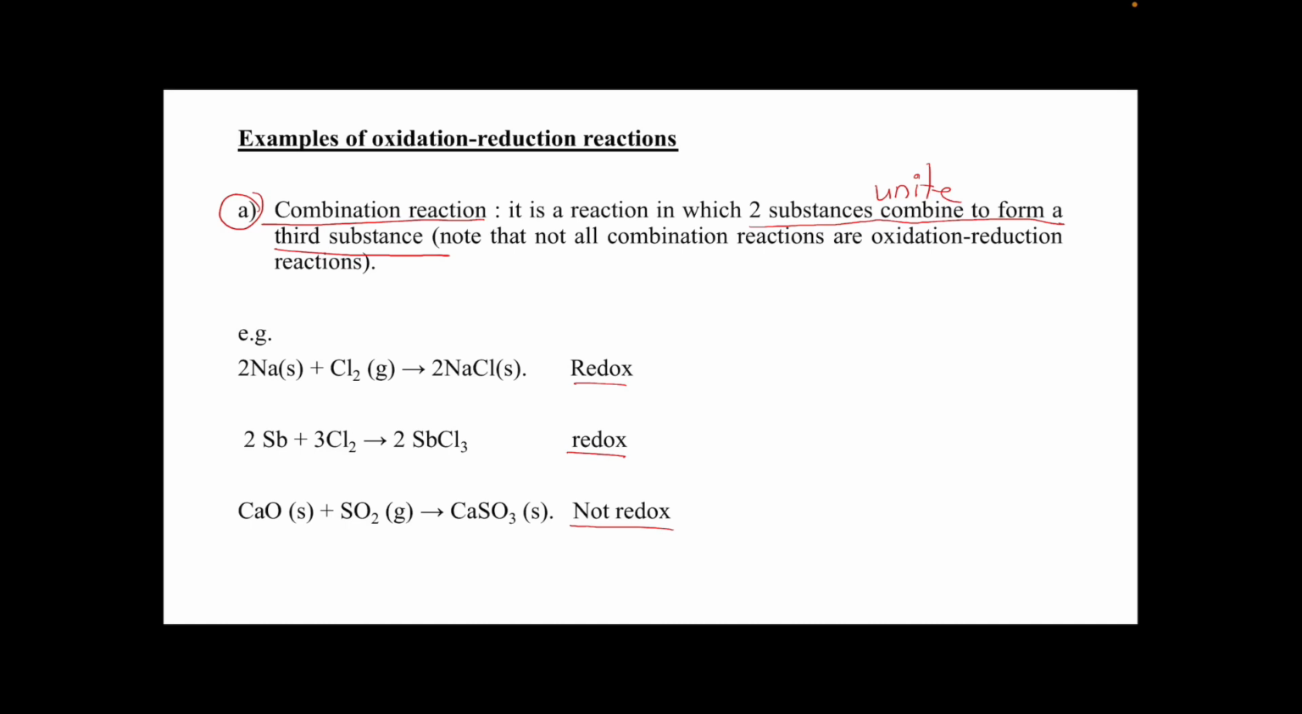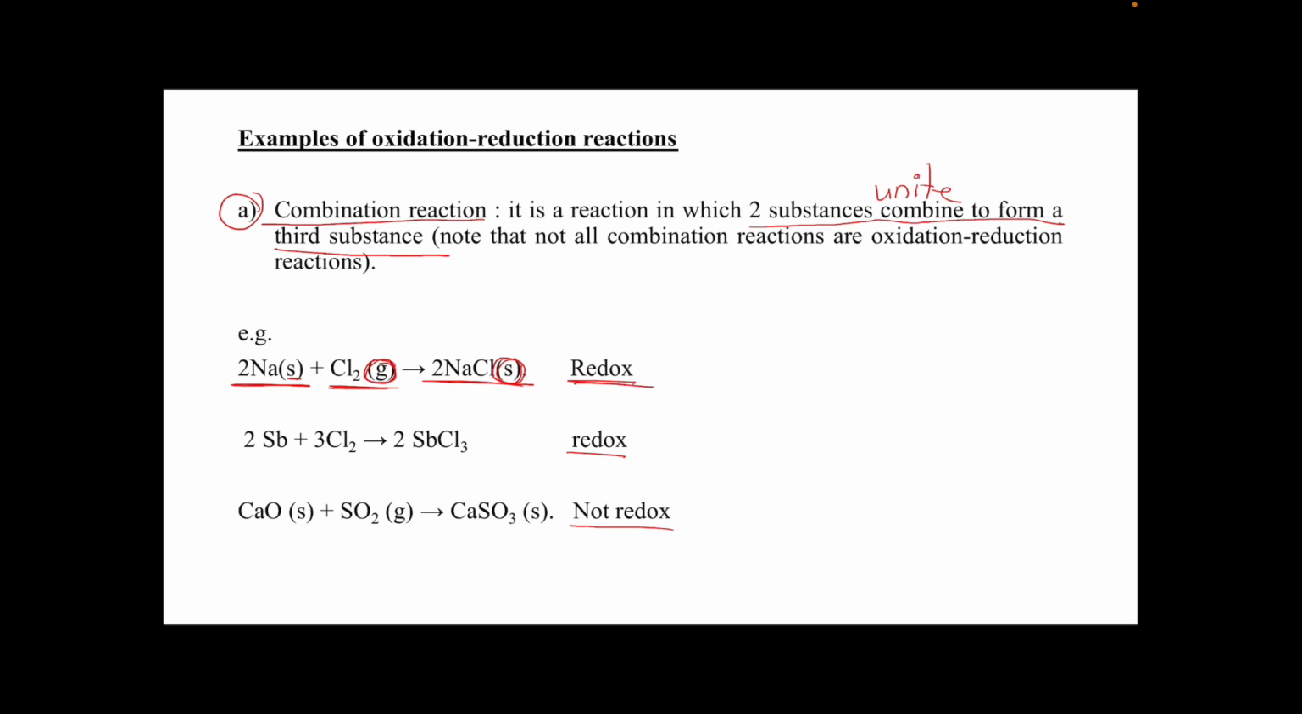يبقى الكومباينيشن رياكشنز معناها ان 2 compounds بيتحدوا مع بعض عشان يدوني كومباوند جديد، كومباوند تالت. والكومباينيشن رياكشنز دي ممكن تكون ريدوكس وممكن ما تكونش ريدوكس. طيب here is an example. The reaction of sodium metal in the form of solid, with chlorine gas. They combine together to form sodium chloride, which is a solid. Sodium metal, chlorine gas, and form sodium chloride solid.